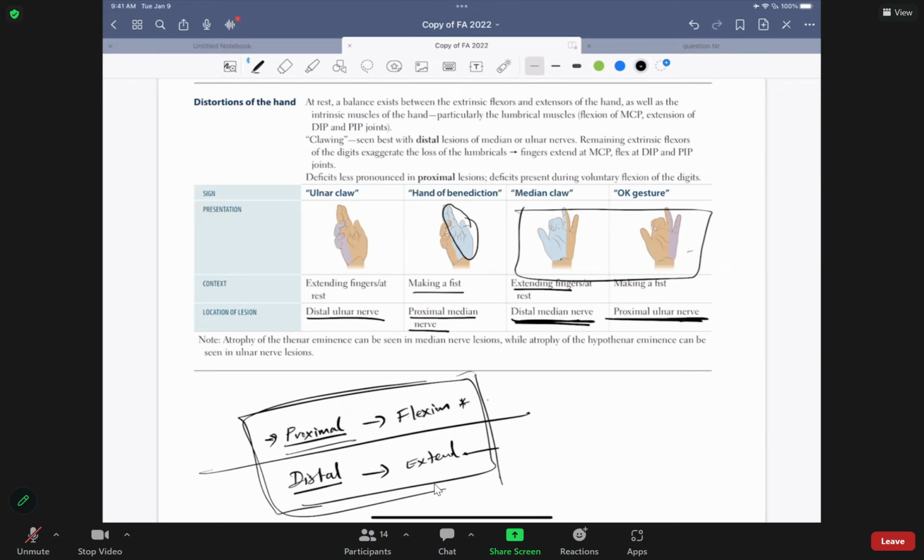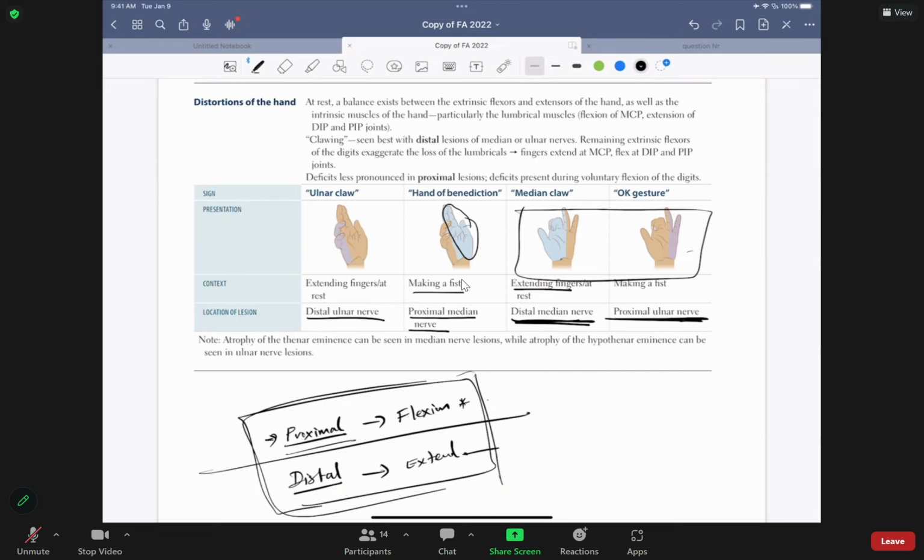Now, last one. I have a closed fist and now I want to open, which means I'm trying to extend. What nerve is that? That's a distal ulnar, okay? Because remember, my hand is flexed and now I'm trying to extend. An extension problem means it's a distal nerve. Is that clear, folks? You have it right there. Distal is an extension problem, and I'm able to extend the first 3 but not these, so that's a distal ulnar.